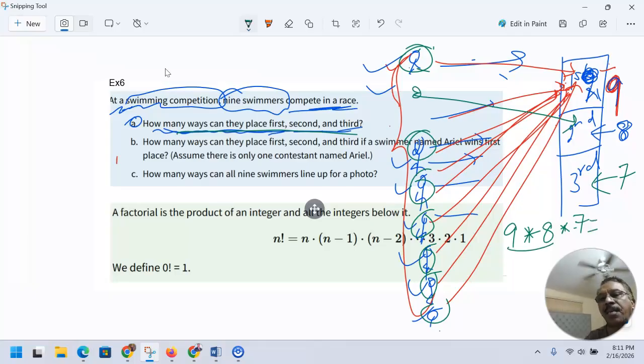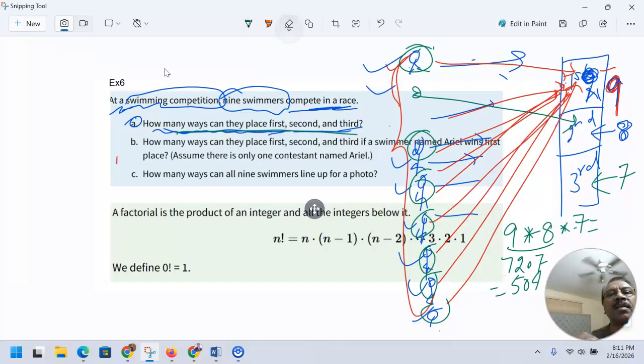So this is 9 times 8 is 72 times 7, and you end up getting 504. So this is the understanding piece of doing this. And there is another thing called permutation that we will see. But let's finish this. The next question.